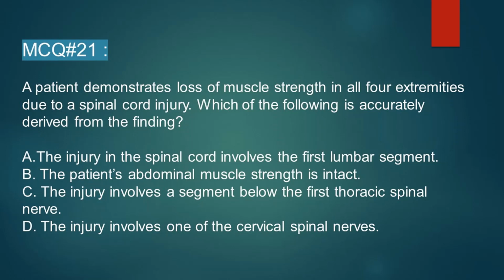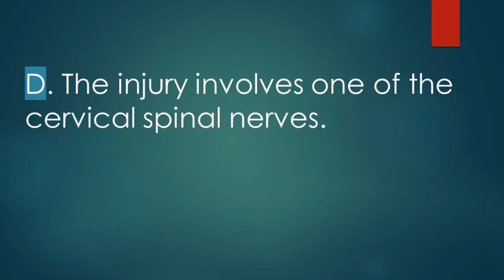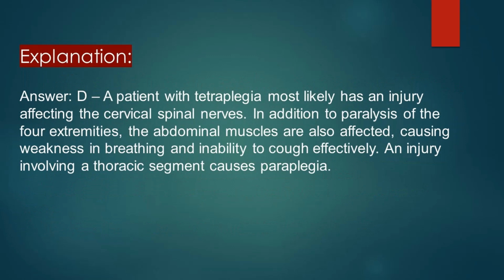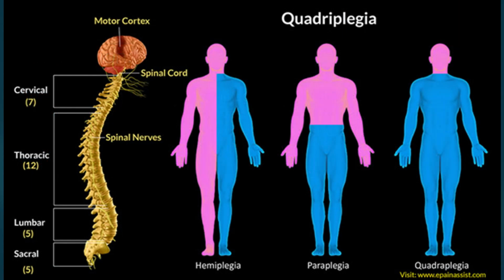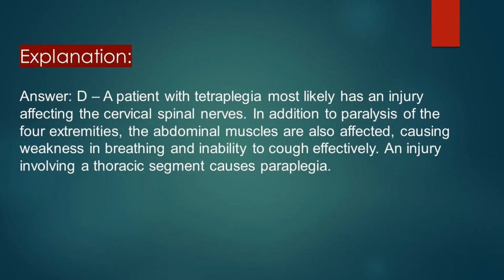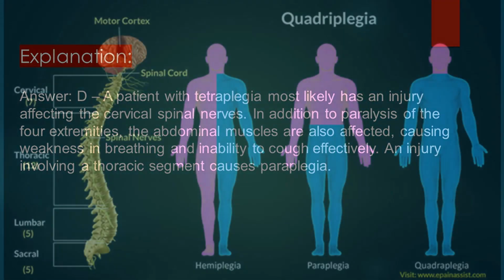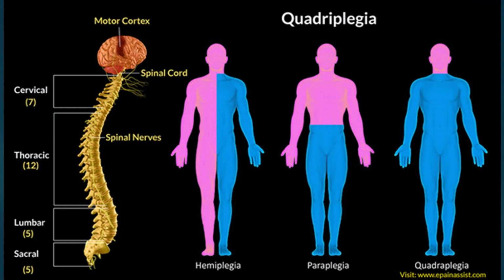And the correct answer is option D. The injury involves one of the cervical spine nerves. So let's see the explanation. A patient with a tetraplegia most likely have an injury that affecting the cervical spinal nerves. In addition to the paralysis of the four extremities, the abdominal muscles are also affected, causing the weakness in the breathing and inability to cough effectively. An injury involving a thoracic segment caused the paraplegia.